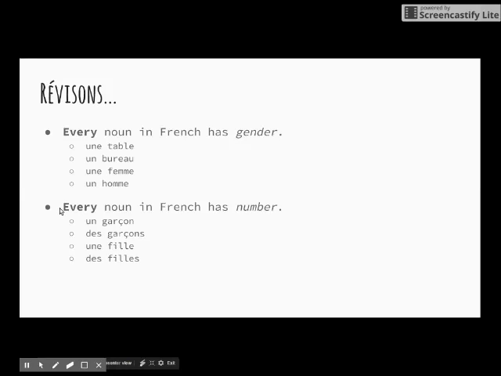We also know that every noun in French has numbers. Either it is singular or it is plural. So here we have un garçon, one boy, or a boy. We know that it is singular because it is using the indefinite article un, and there's no s. Right? Des garçons, plural, it has an s, and it uses the article des. Une fille, feminine, singular, we know because it uses une. Des filles is plural with an s on fille, and using des.